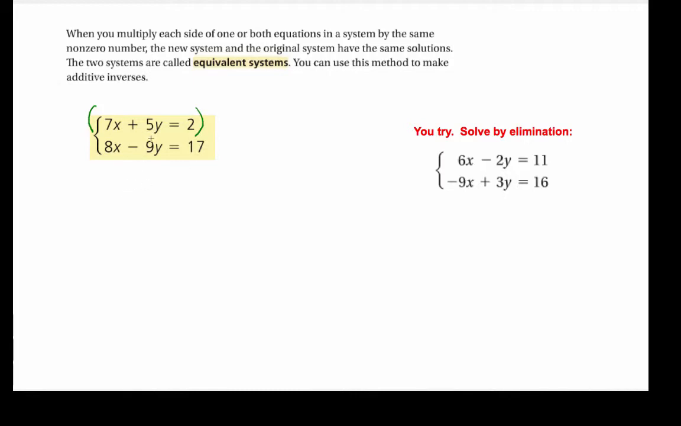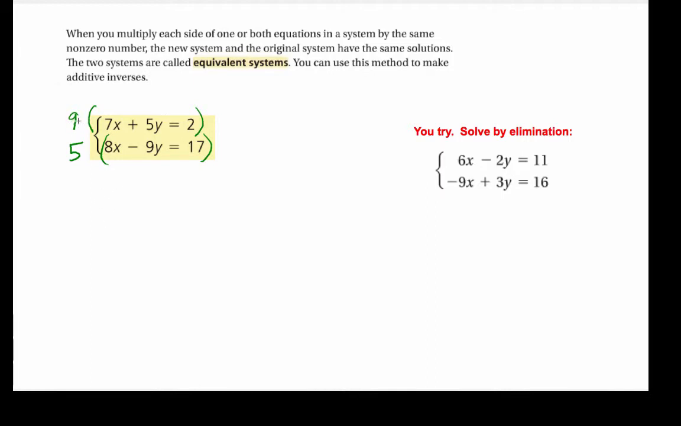If I can't make 9 from 5 and I can't make 5 from 9, what I'll do is I'll just multiply my first equation by 9, and I'll multiply my second equation by 5. Because when I do that, that gives me a positive 45 here and a negative 45 here. Those are additive inverses. Y will be eliminated when I go to combine these together. So what we're doing is we're creating an equivalent system.